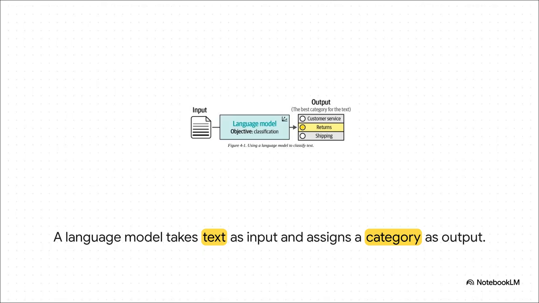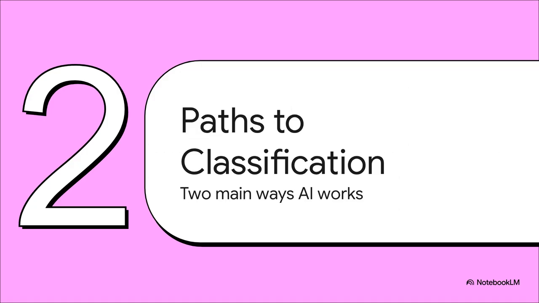And this image right here, it nails the basic flow. You give some text to a language model, the model does its thing, it thinks about it, and then it spits out the category it belongs to. Text in, category out. Simple as that. Okay, so we've got the what down. Now for the how. It turns out there's not just one way to build one of these sorting machines. There are actually two main philosophies, two different paths that AI takes to get this done.